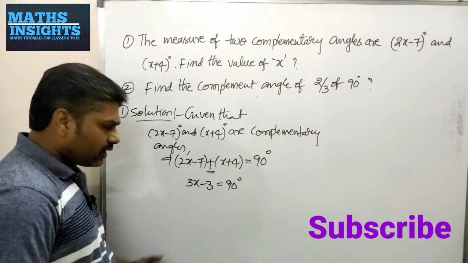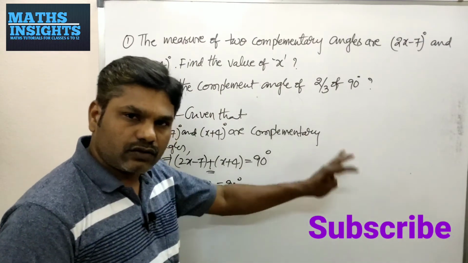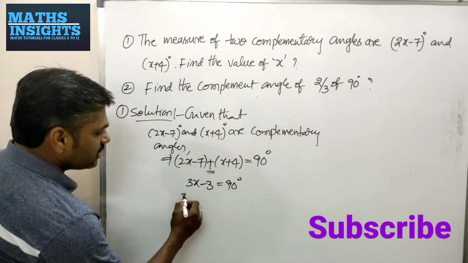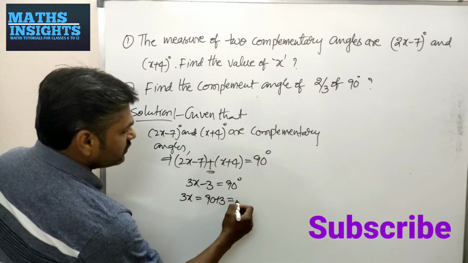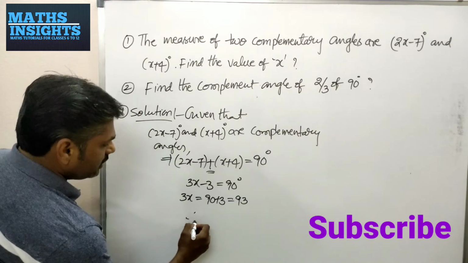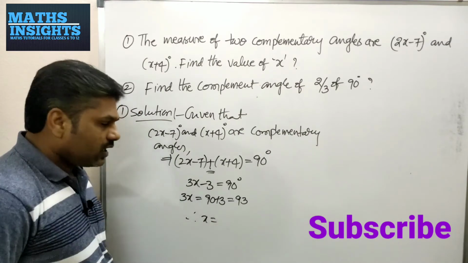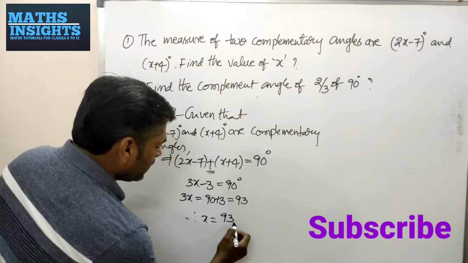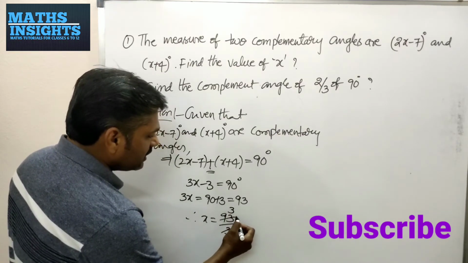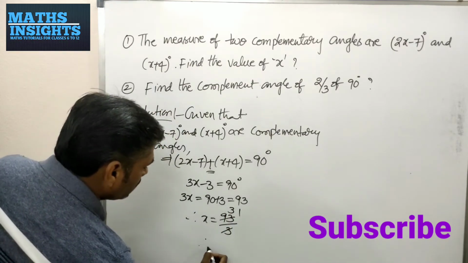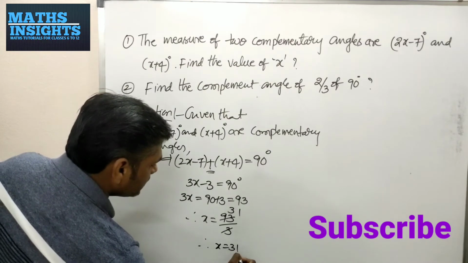So if you take this minus 3 to that side, it will become plus 3. Therefore 3x is equals to 90 plus 3, which will become 93. Therefore x is equals to 93 by 3. If you cancel this, 3 3s are 9, 3 1s are 3. Therefore x value is 31.